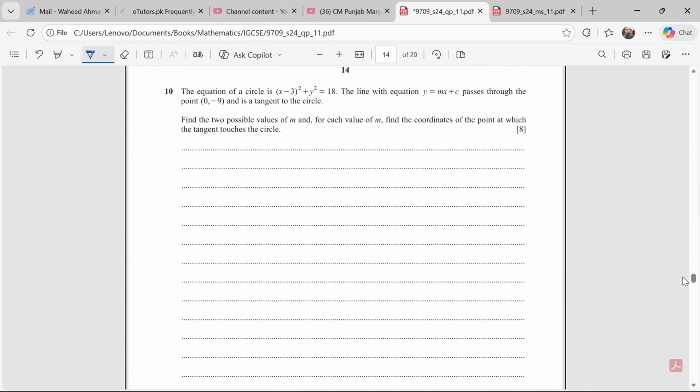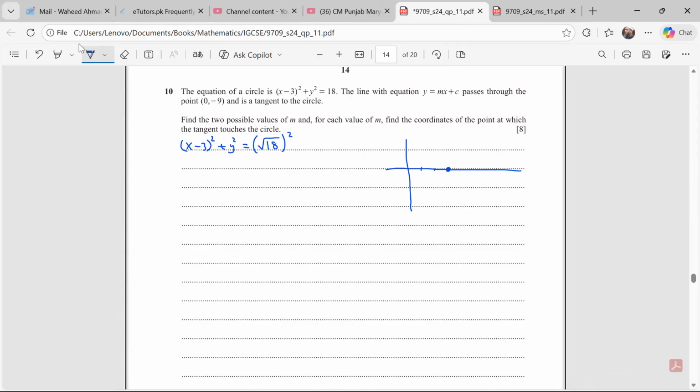Okay, so we are given the equation of a circle, and that equation is this one. Let me write the equation again. It is (x minus 3) square plus y square equals (18 square root) square. So from this expression, we can imagine that we are talking about a circle whose center is at (3, 0). So 1, 2, 3, and here is the center of the circle.